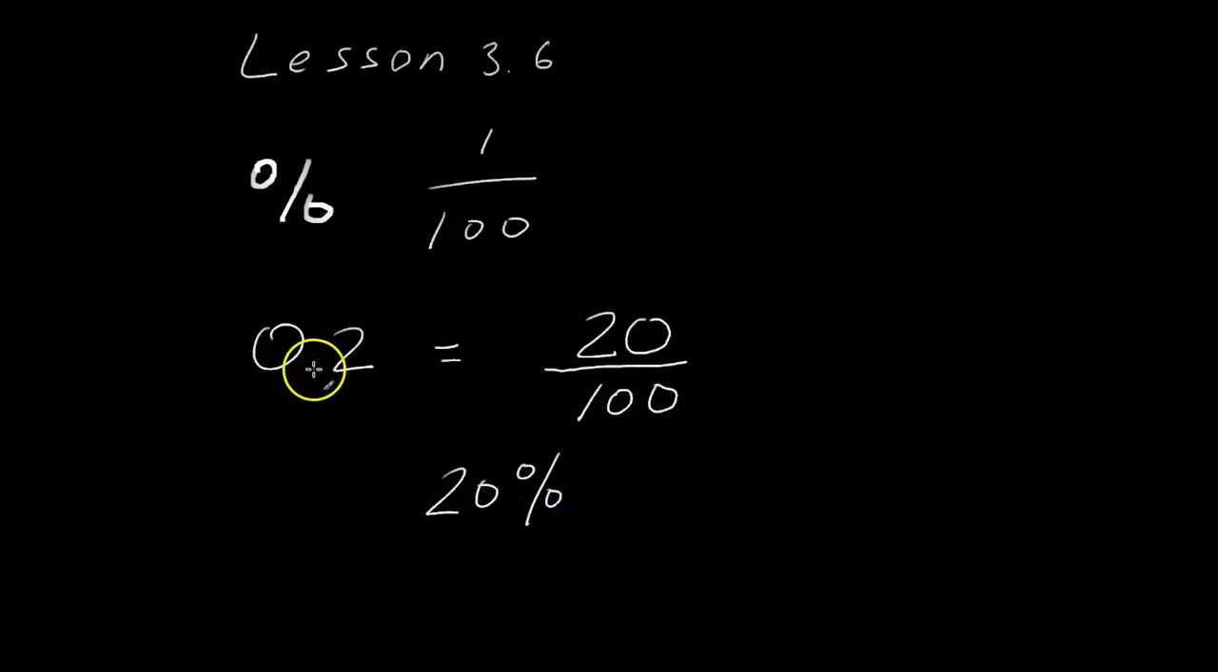So just remember where the decimal point is sitting. And when we want to convert it into a percentage, we first convert it into a fraction so that we can see what that looks like. And then from this we can see that's 20 out of 100, that's going to be 20%.